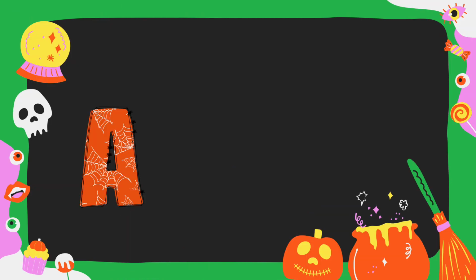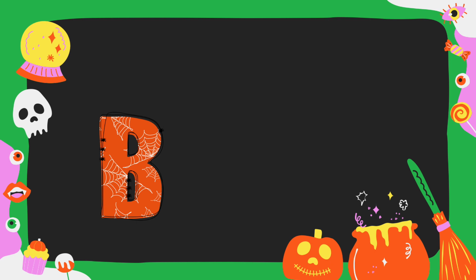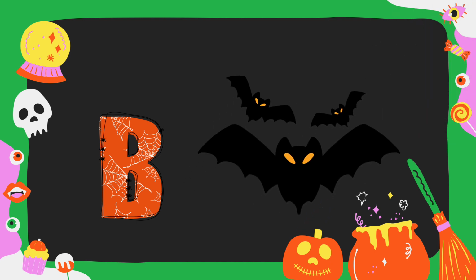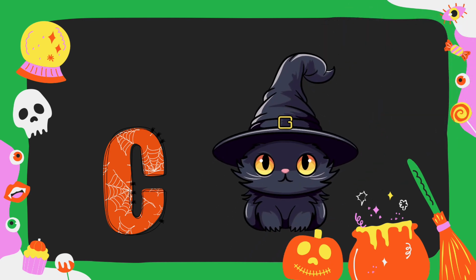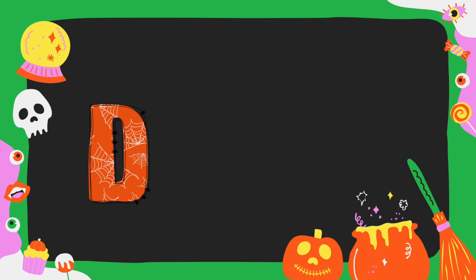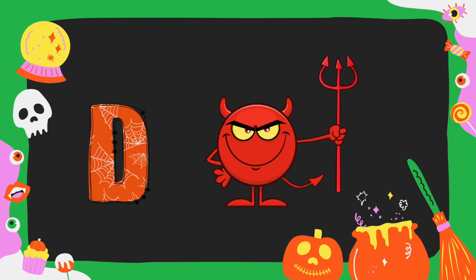A is for axe. B is for bat. C is for cat. D is for devil.